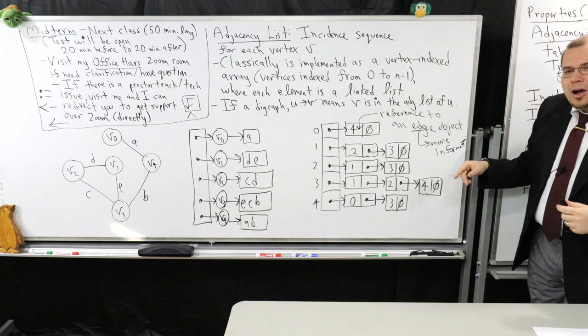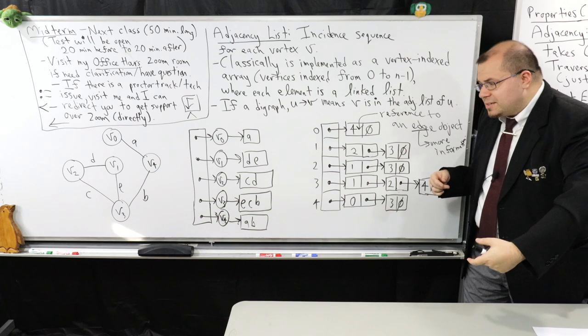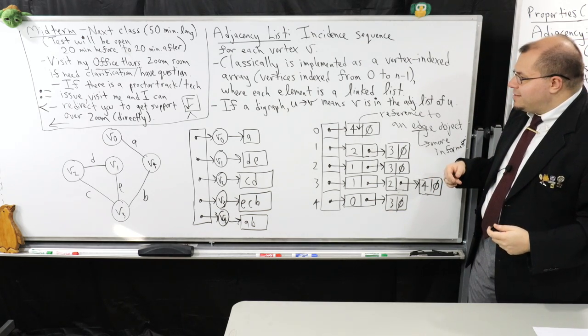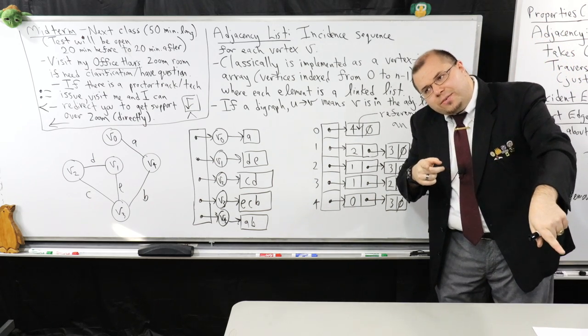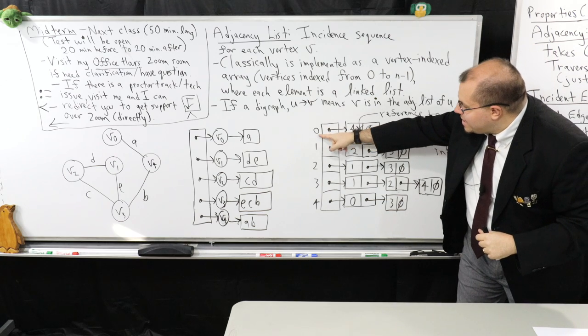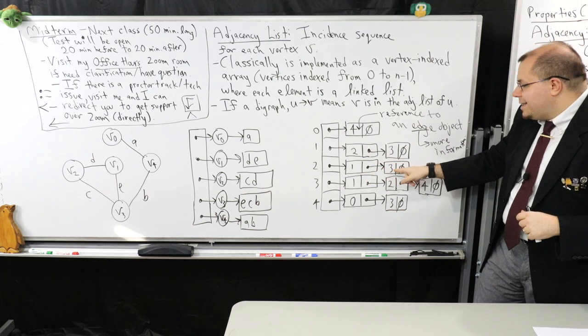Just remember, if I want to know all of the edges that are incident on a given vertex, or all of the vertices adjacent to a given vertex, I just index into my array, and then I just follow the linked list.